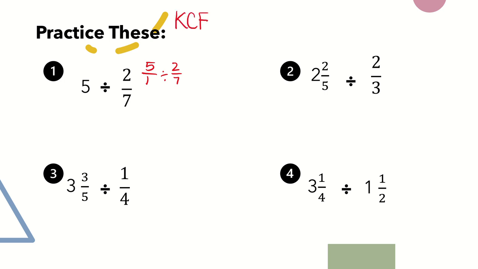Keep, change, and flip. Multiply straight across. 35 over 2. And of course I can't leave it like that. So I would need to see how many times 2 goes into 35.